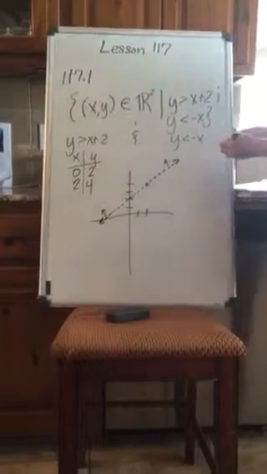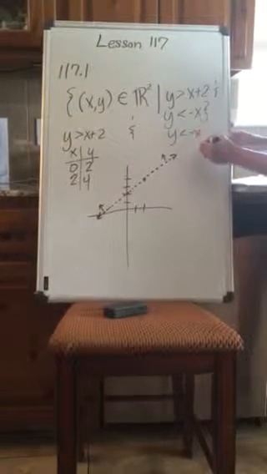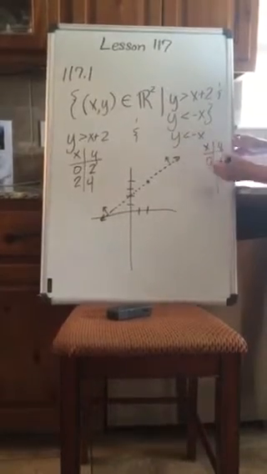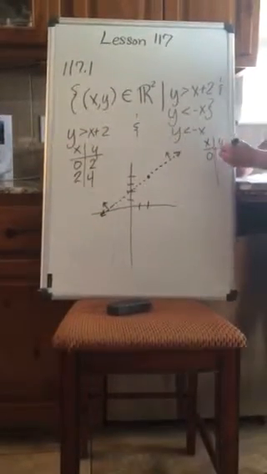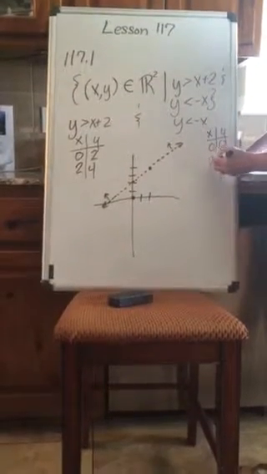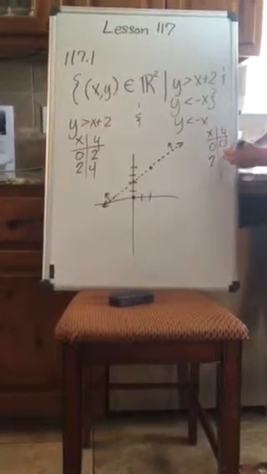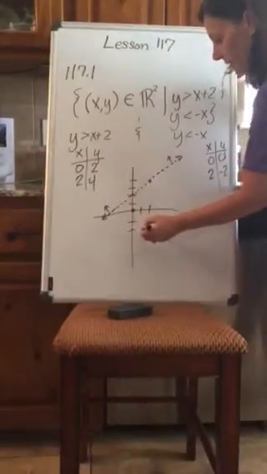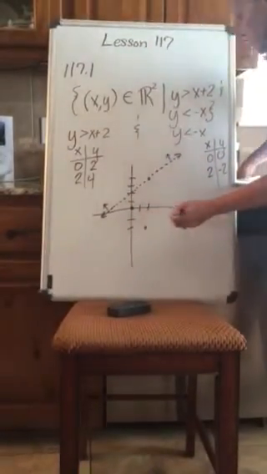Now, for Y is less than the negative of X, again, I just plug in numbers for X and Y. When X is 0, Y is 0. Well, that was a given, the negative of 0. Okay, when X is 2, the negative of X is negative 2. So when X is 2, Y would be negative 2.